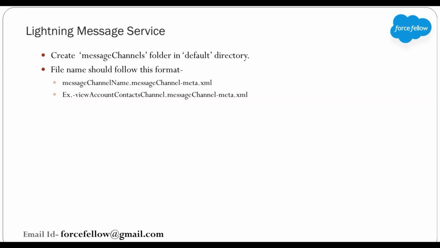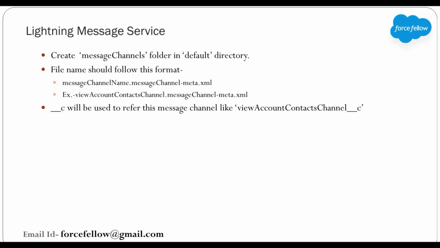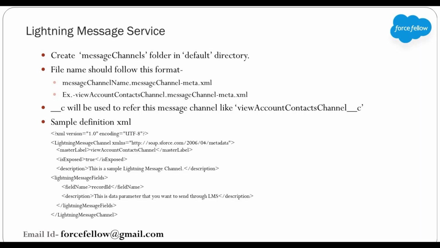Then we need to create a file under this folder, and the file name format should follow this: channel name dot messageChannel hyphen meta dot xml. For example, let's say our channel name is view account context channel, then dot message channel, then hyphen meta dot xml. So this will be the format of the file name, and when we use it in our components, then underscore c will be added. So the name will be view account context channel underscore c. And this is the sample XML code that we will use in our XML file.